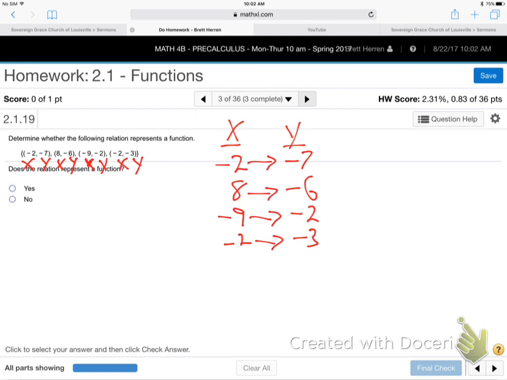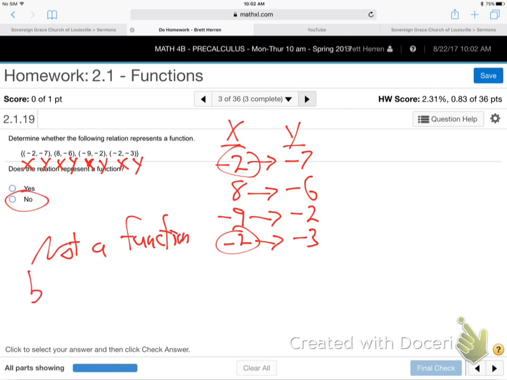Is that relation a function? No. It's not a function, because -2 goes to two different outputs. So that wrecks it. Does that make sense on that? Pretty easy, right? It's not a function for that reason.